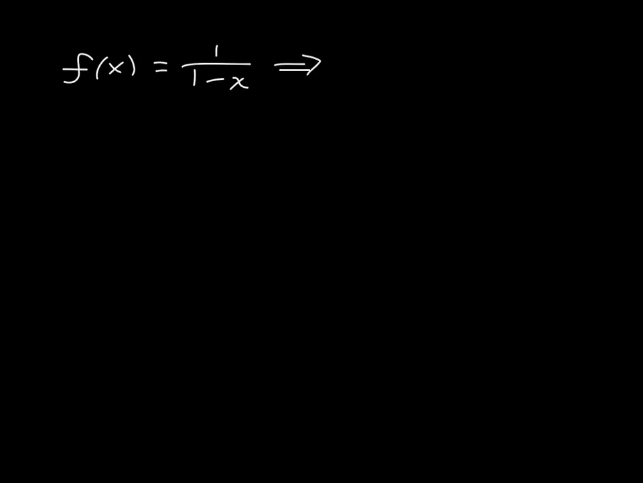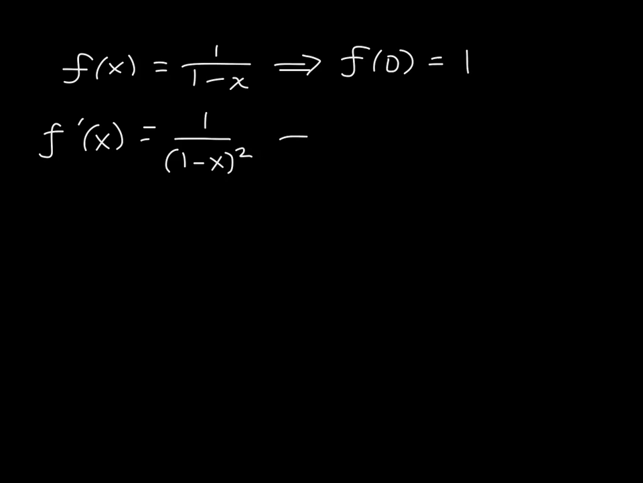This is the given function. So f of 0 is equal to 1. F prime: if you use the quotient rule to differentiate here, or do the power rule, you'll find that the derivative is equal to 1 over 1 minus x quantity squared. Oops, sorry, I wrote that wrong. Anyway, f prime evaluated at 0 is equal to 1.